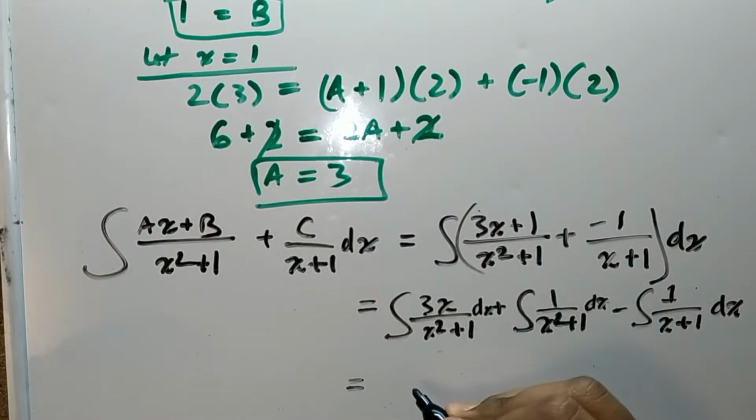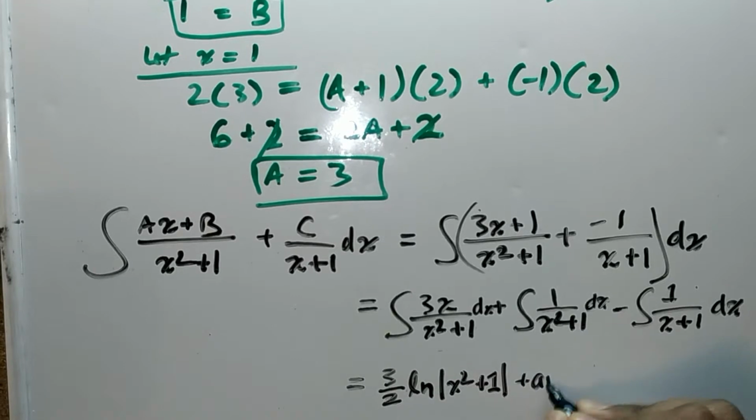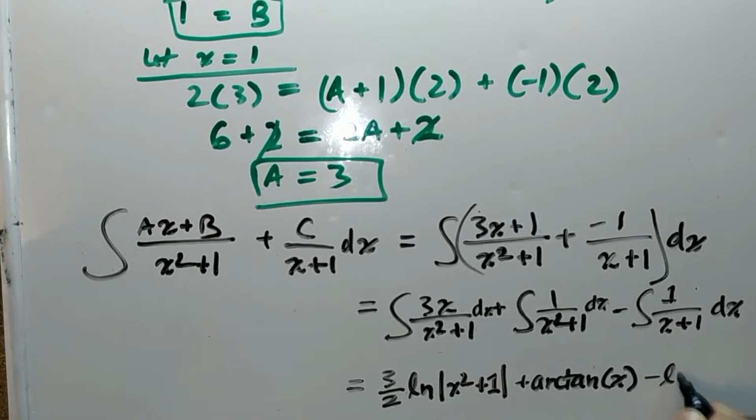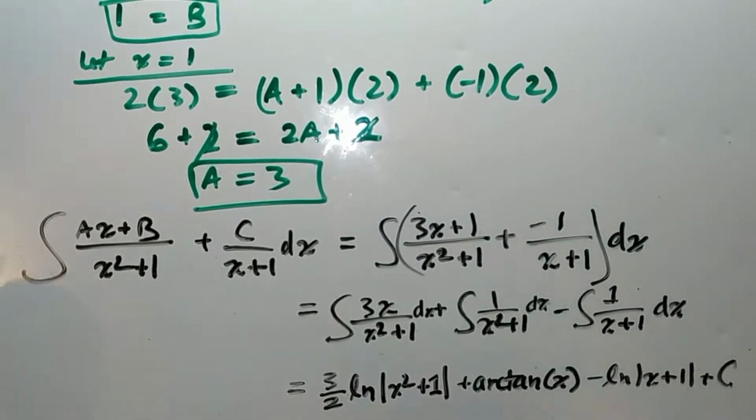So the top, from our integration by inspection video, we can just write that as 3 over 2 ln of x squared plus 1. This is just the integral of arctan, and that one is just going to be ln of x plus 1, and you're done.